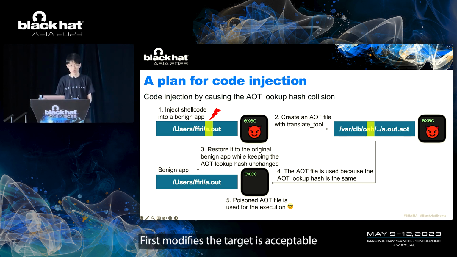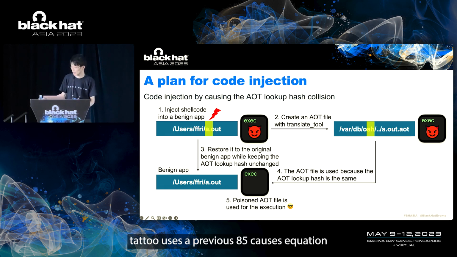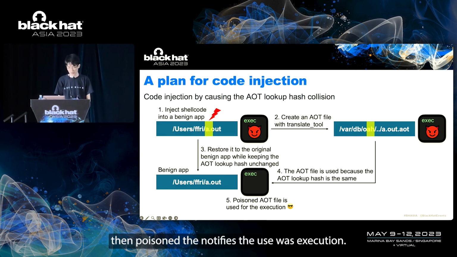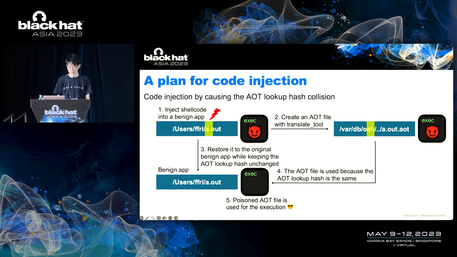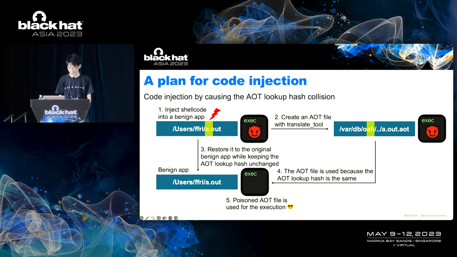So based on this finding, a plan to achieve code injection is as follows. First, modify the target executable and inject shellcode into it. Then, create an AOT file of it using the translate tool. After that, restore the modified executable to the original one, but keep the AOT lookup hash unchanged. And run this executable. Since the AOT lookup hash remains the same, Rosetta 2 uses the previous AOT file for the execution. Then the poisoned AOT file is used for the execution. So if we can modify the file contents without changing the AOT lookup hash, we can poison the AOT file and inject code through this.